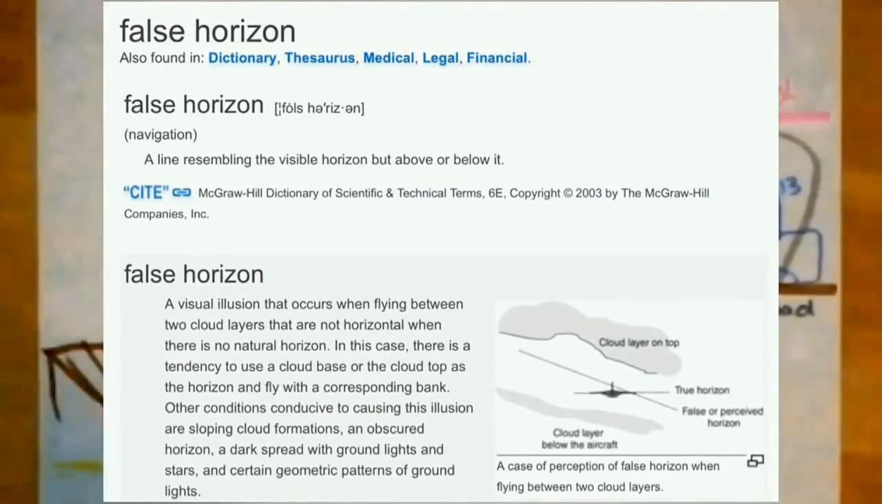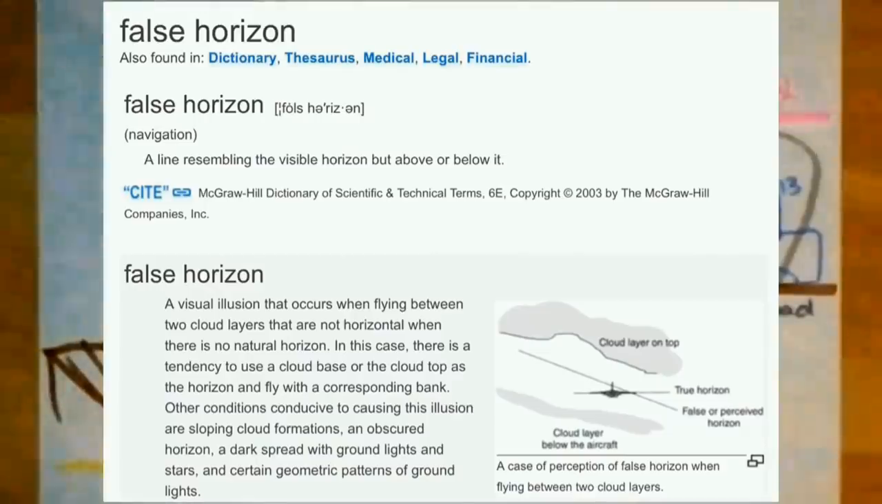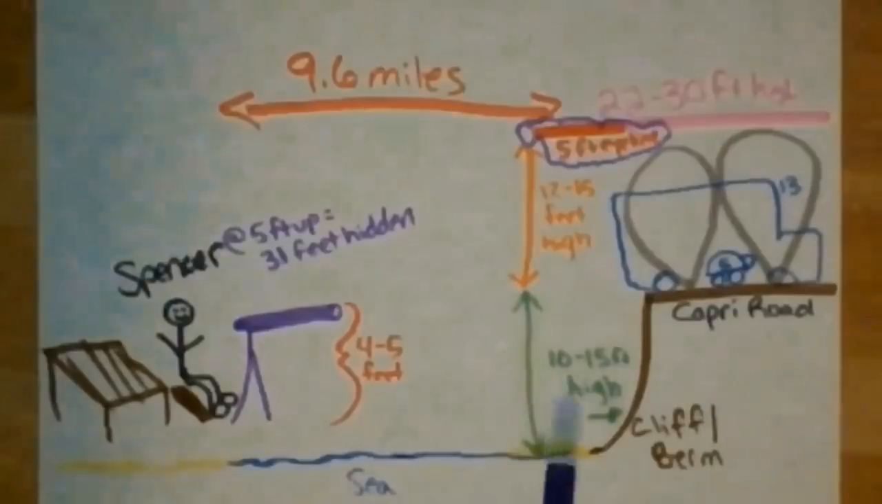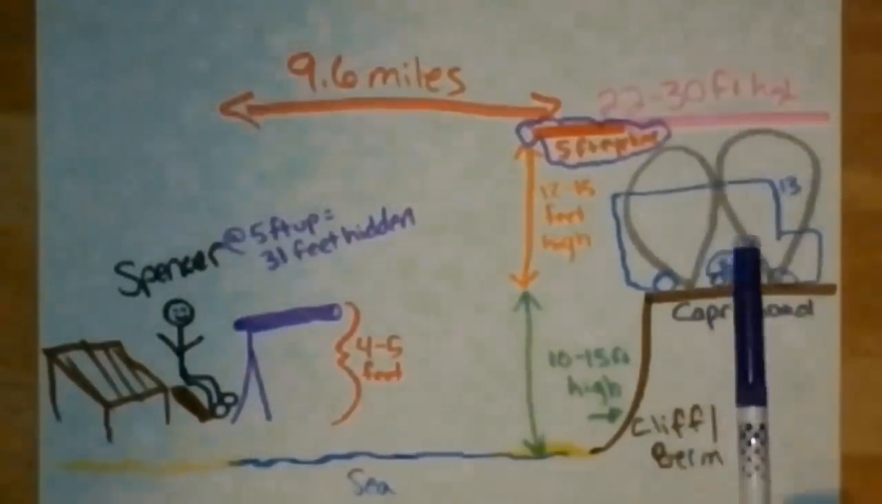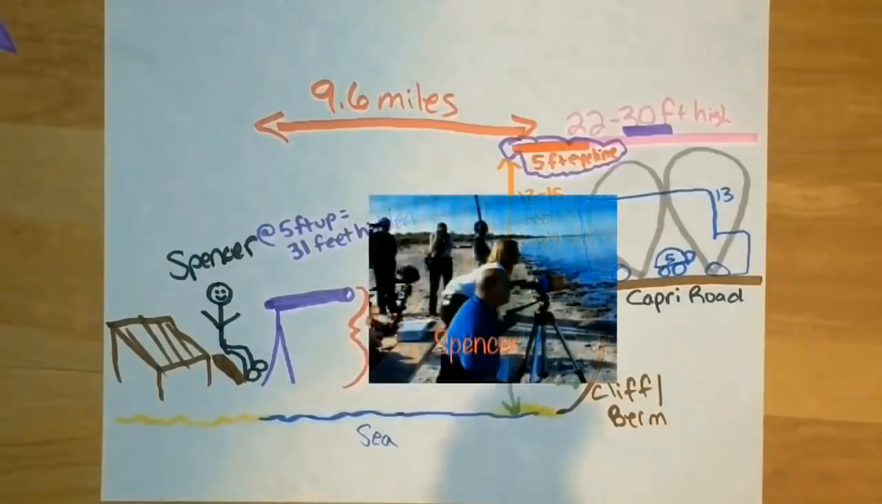Before we start, I need to tell you what we are about to look at. Not only in this footage are you going to see them admitting to a false horizon and plenty of mirror images and mirages and things disappearing in and out of that, we're going to see them admitting potentially to the balloons being right there on Capri Road before liftoff, all at 4 to 5 feet high.